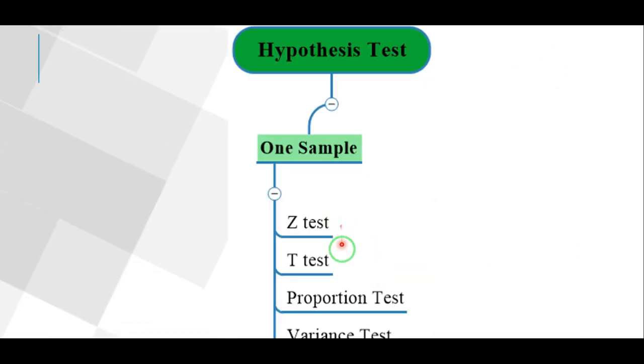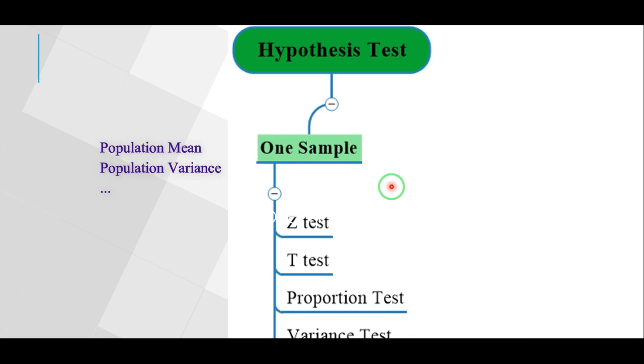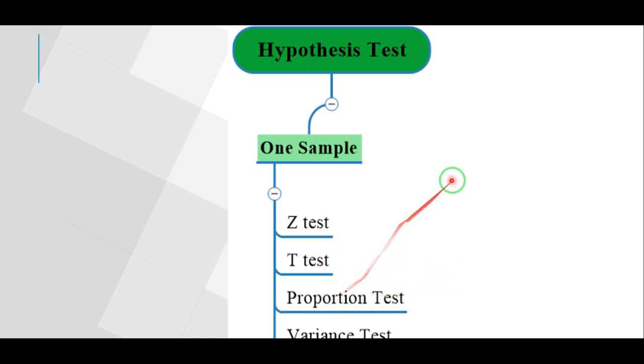The first group of hypothesis tests is when we have one sample of data. For example, we want to see whether the mean of a single sample is significantly different from a known or hypothesized population mean. There are different hypothesis tests in this category: z-test, t-test, proportion test, and variance tests, which we will cover in a separate video.